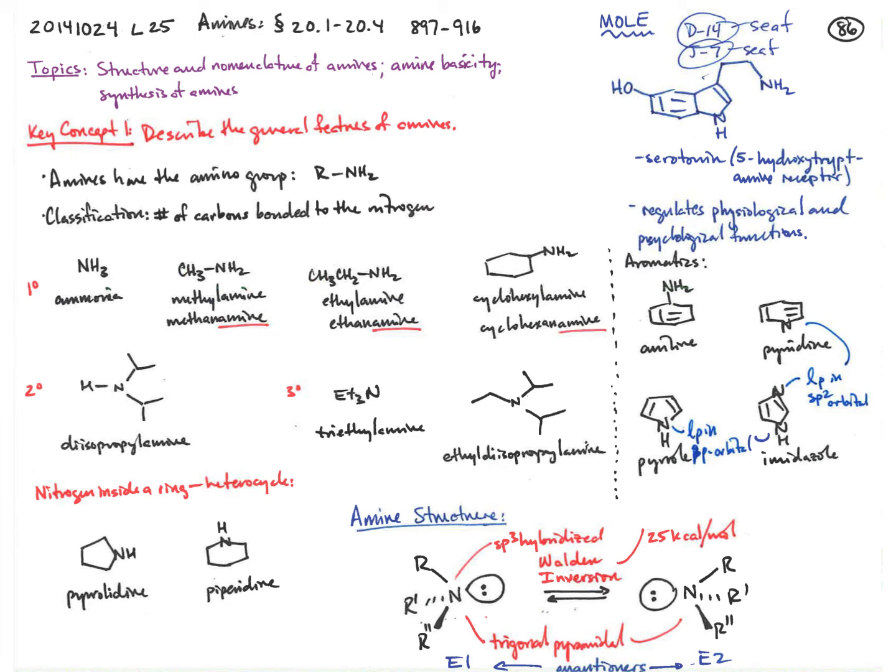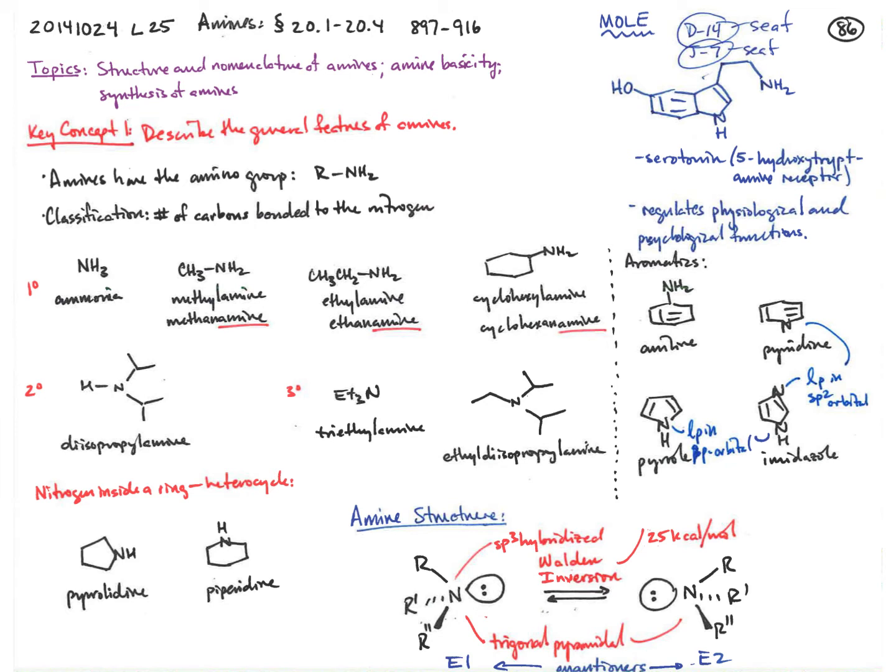So ethylamine, ethanamine. We can also have a cyclic substituent, so cyclohexylamine or cyclohexanamine. So these are all primary amines. So basically they have one carbon substituent bonded to them.